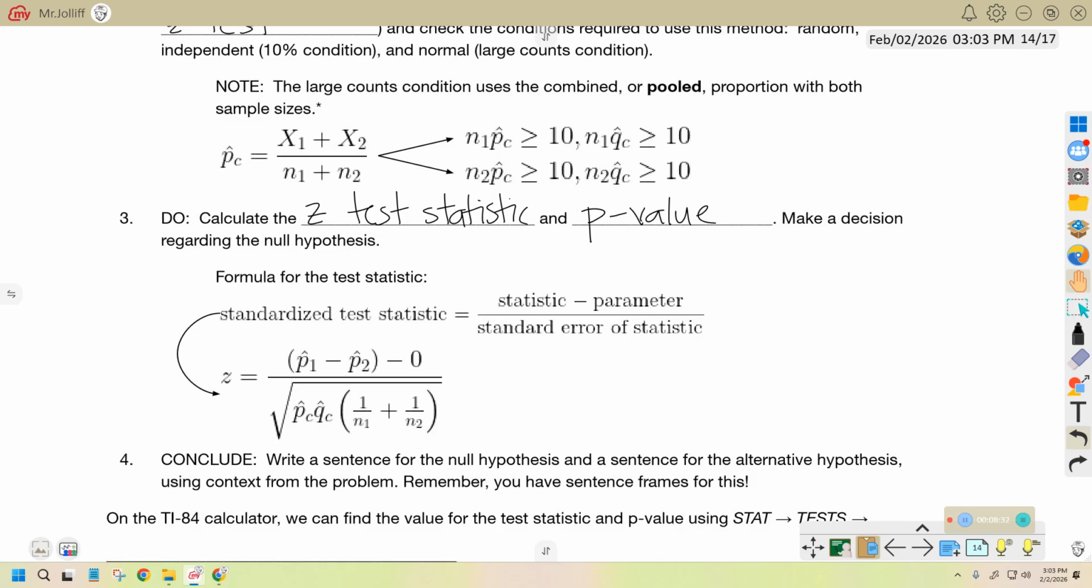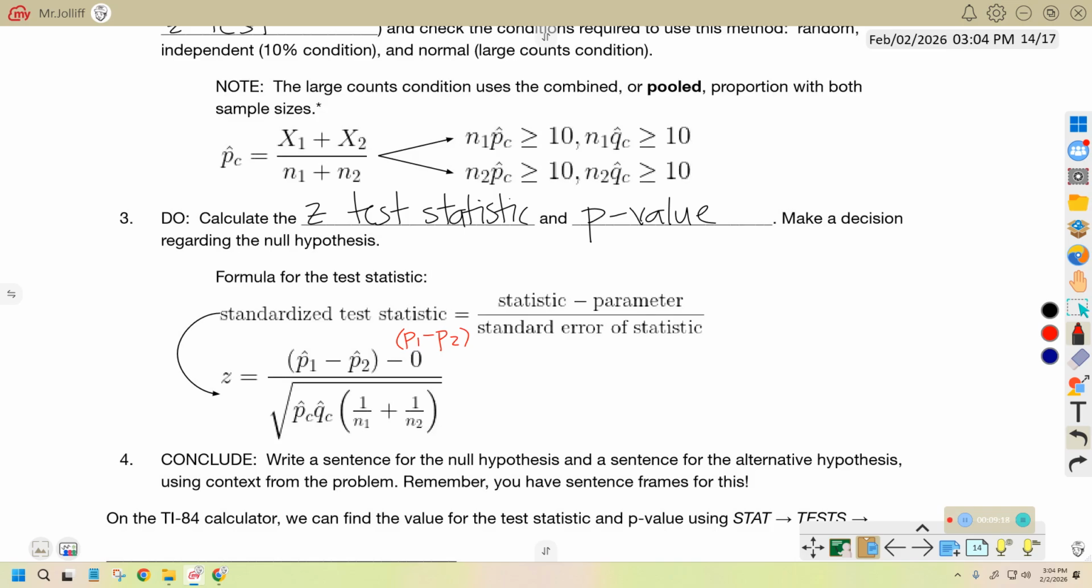Take about 60 seconds. Discuss with your neighbors. Why is the parameter portion of this test statistic 0? All right, do I have a volunteer? Why does that equation say 0 where we should see the parameter?